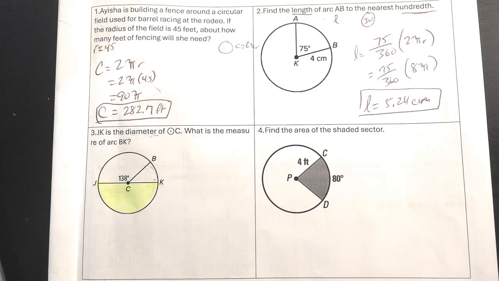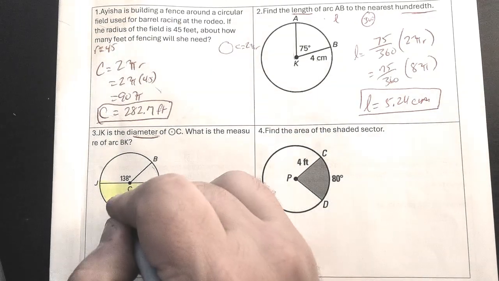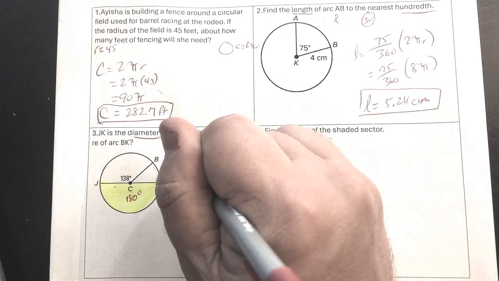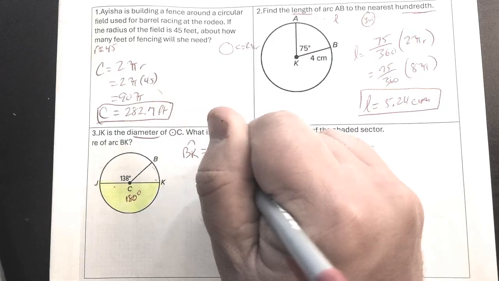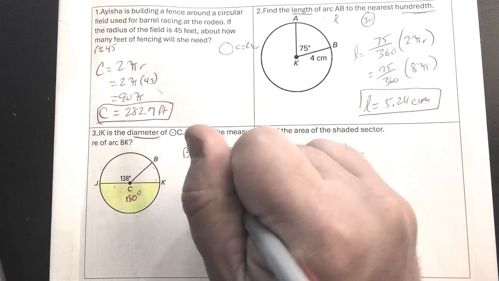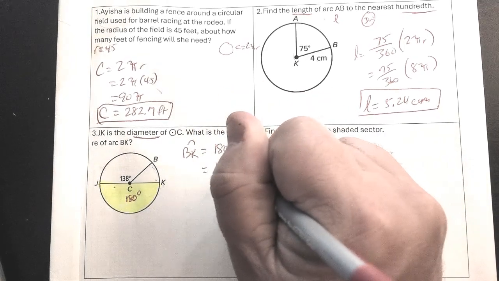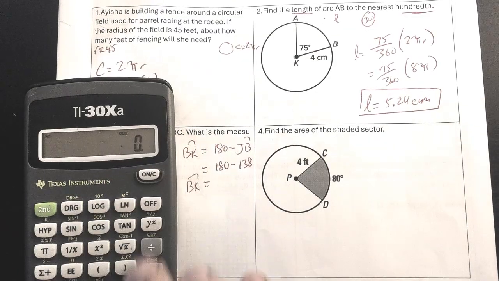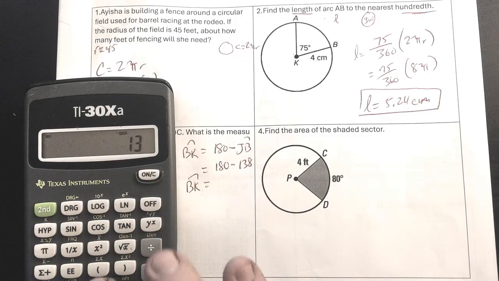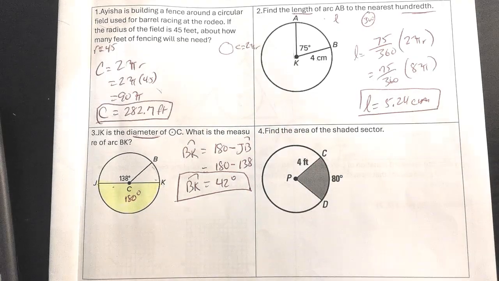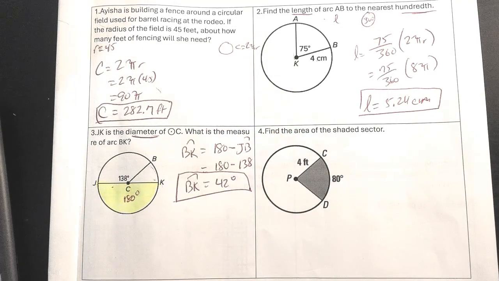But the diameter splits that circle in half, right? So that makes this guy 180, and it also makes this guy 180. So arc BK is 180 minus arc JB. So that's 180 minus 138, which means that arc BK is a mere 42 degrees. I ended up putting JK in my notes. I don't know what that was about.